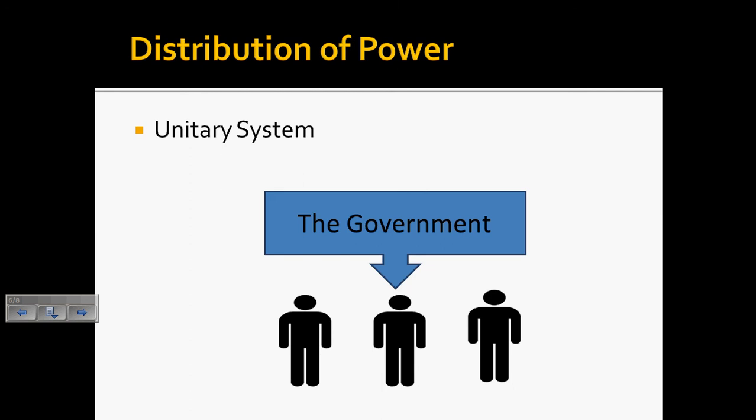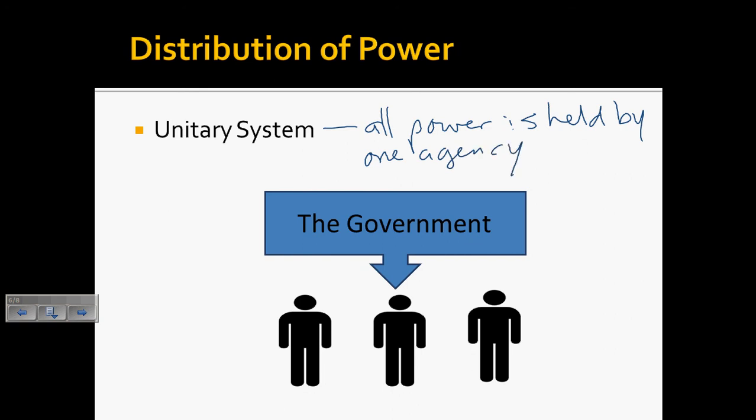In a unitary system, all power is held by one agency. In this case, let's call it the Parliament. In England, there is no president. There is a Parliament. There is a leader that is elected out of Parliament from the ruling party, but it's a representative body. The government is one agency.